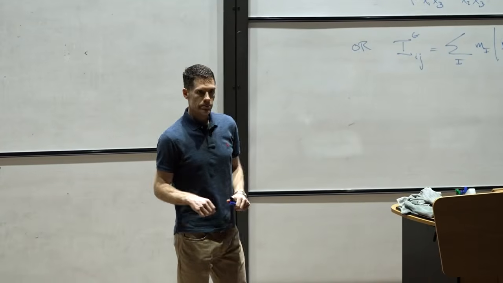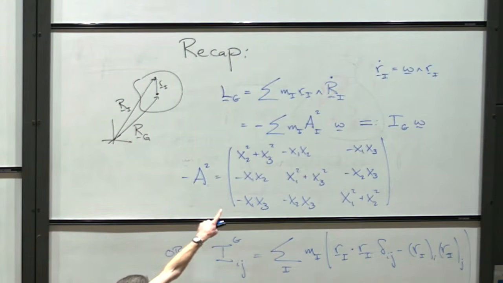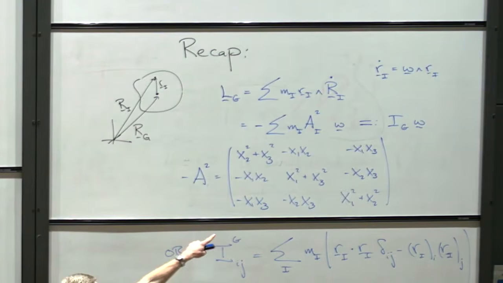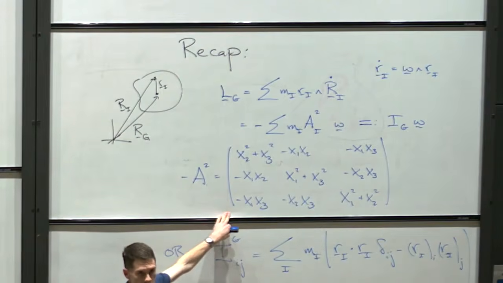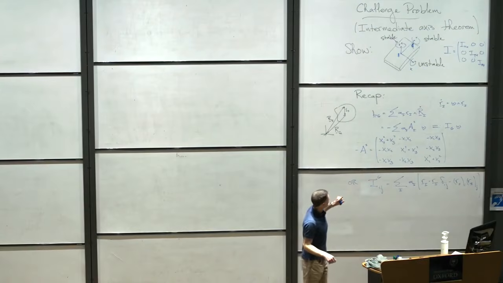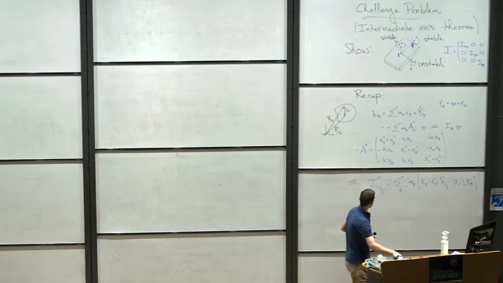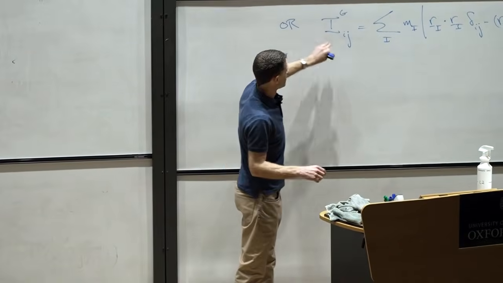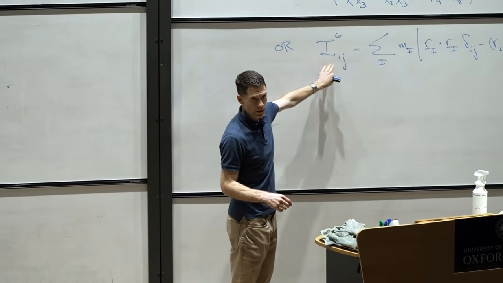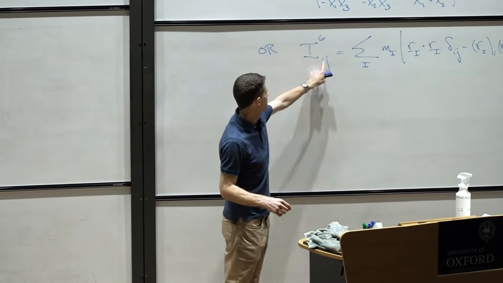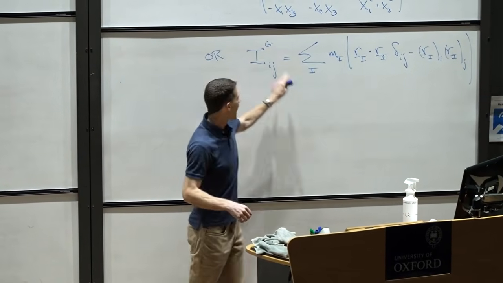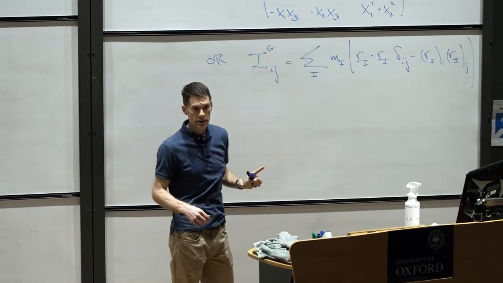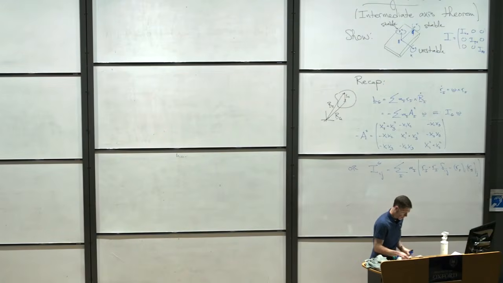Then we did some tricks and got to this form where I pull out the omega and end up with a matrix times omega, made of things that look like this, which I want to say more about. Then we rewrote it in dot product form. There was a typo at the end of the last lecture. There should be ij here and i's and j's there. So this is the ijth component of this inertia tensor. Okay.